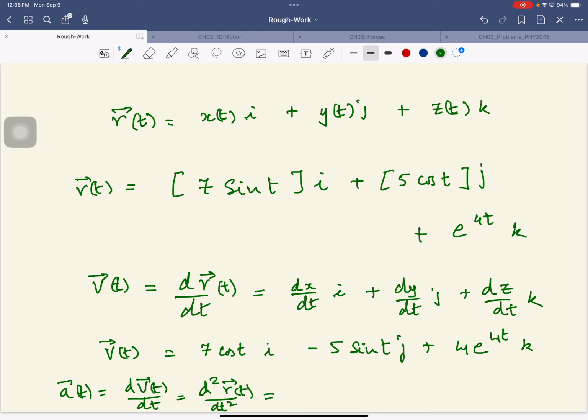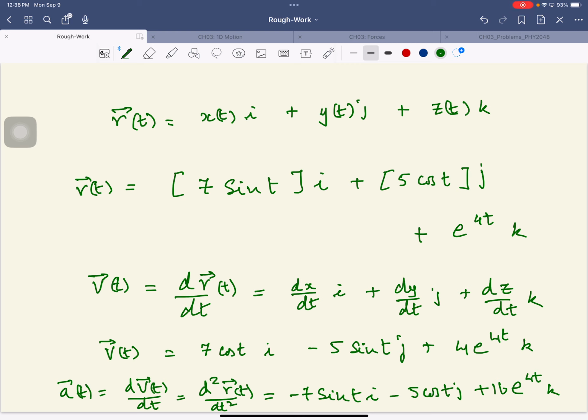And you guys following this? Okay. The derivative of that is minus sine t i minus 5 cosine t j plus 16 e to the power 4 t k. All right. And that's generally about all we need.